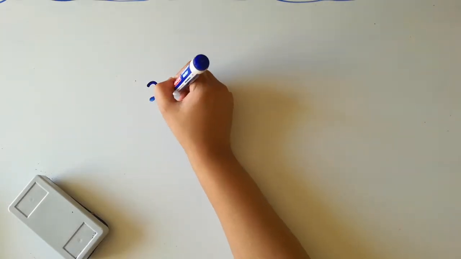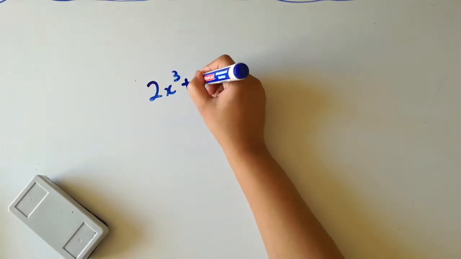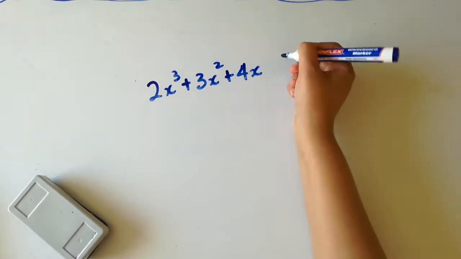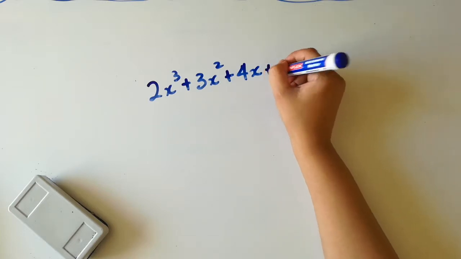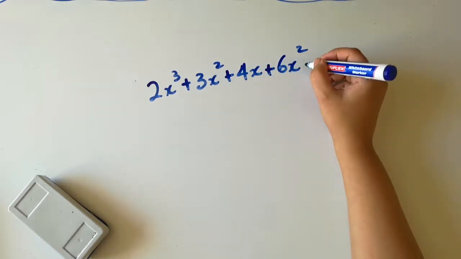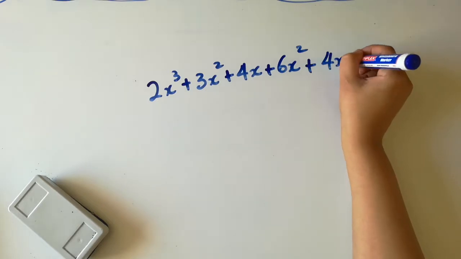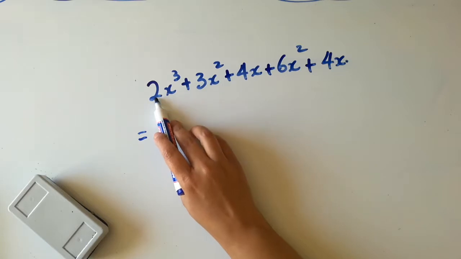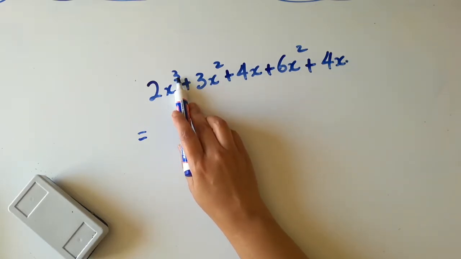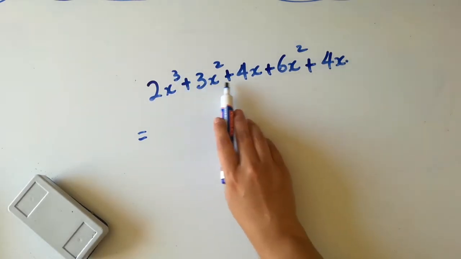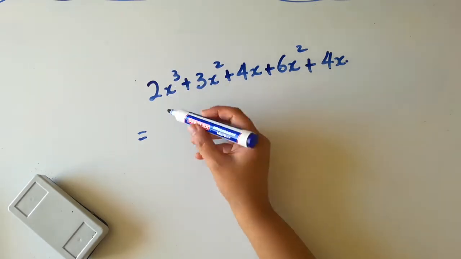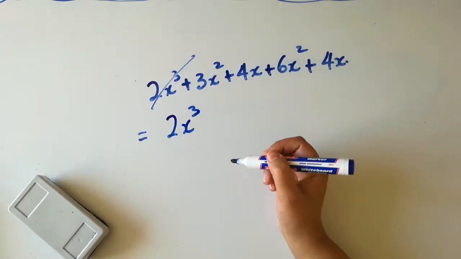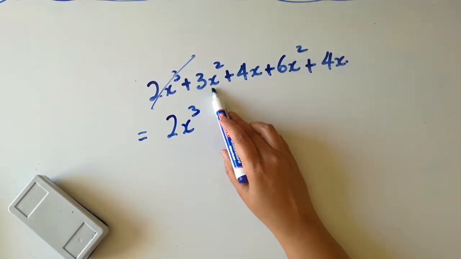Let's say I had 2x cubed plus 3x squared plus 4x. Let's put in another 6x squared and another 4x. Now remember, we can only add like terms. So we have 2x to the power 3. We don't have any more x's to the power 3. So that one will stay the same. So we've sorted out that one. We strike it off. Now we have 3x squared.